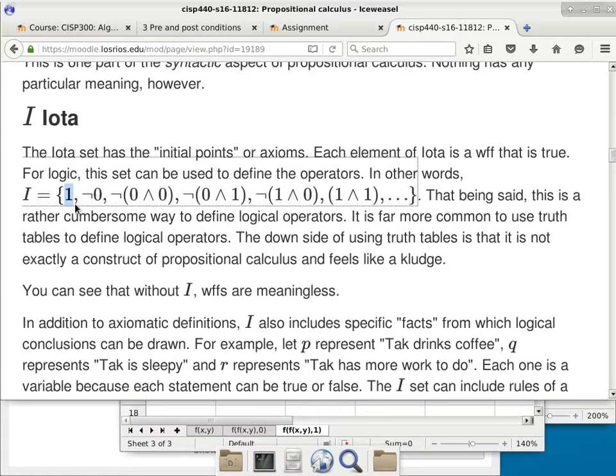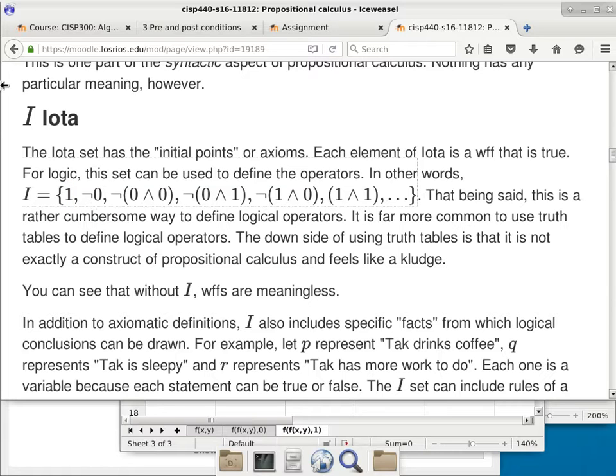Why is the iota set important? Because without the iota set, I don't even know what is true or false. It defines the most basic terms. Yep. So the first one is what you're defining, and everything else is like you're showing that it's one.